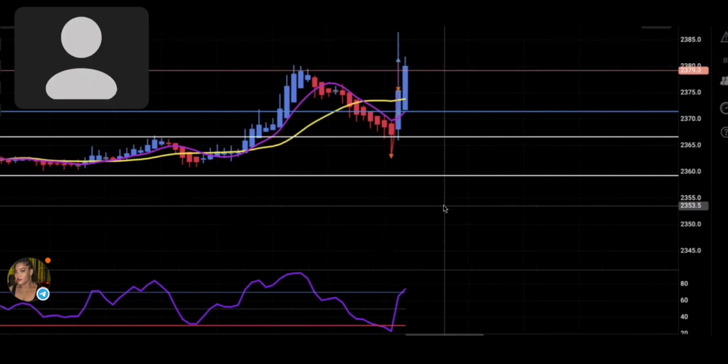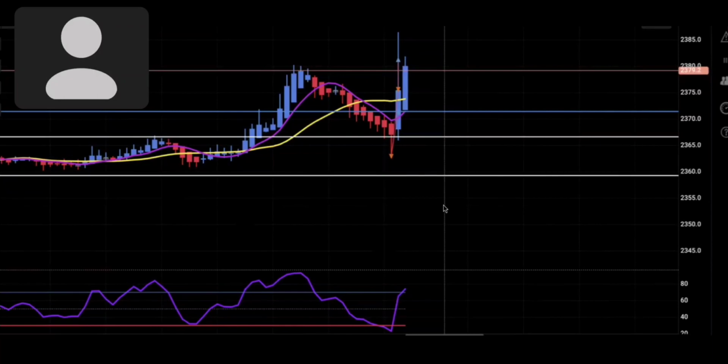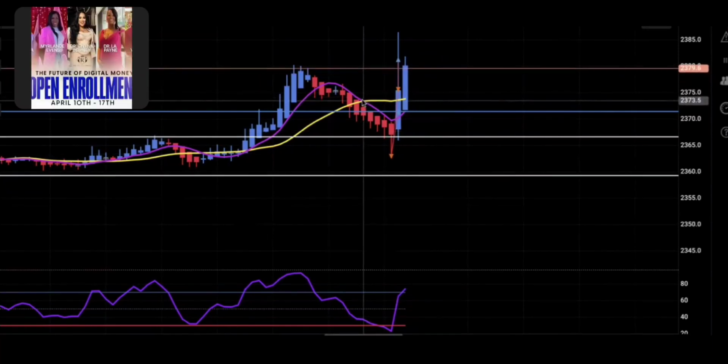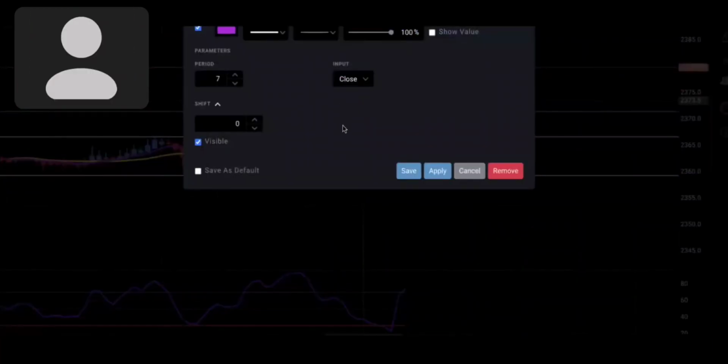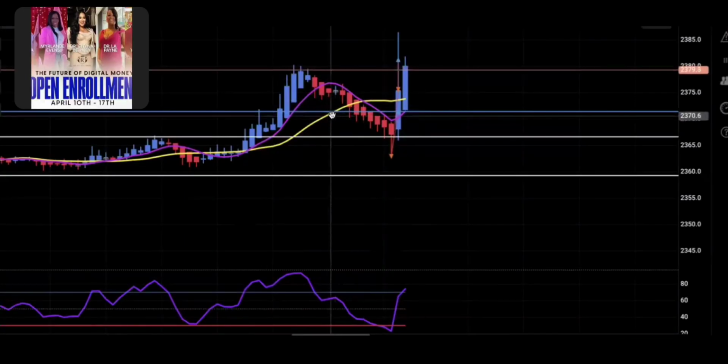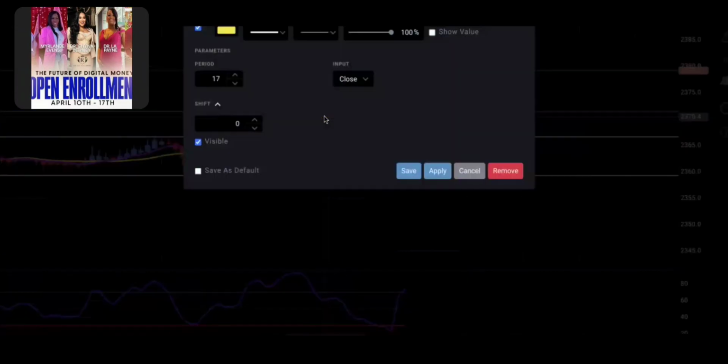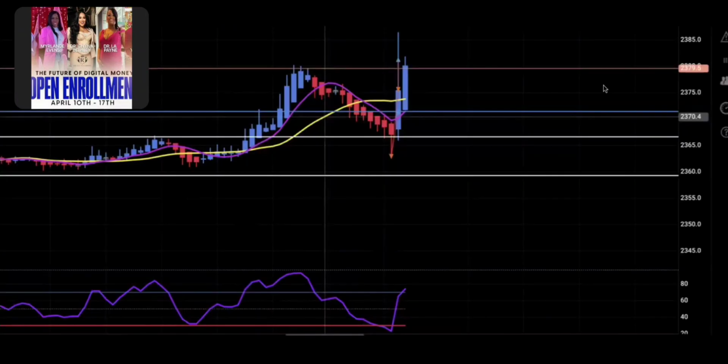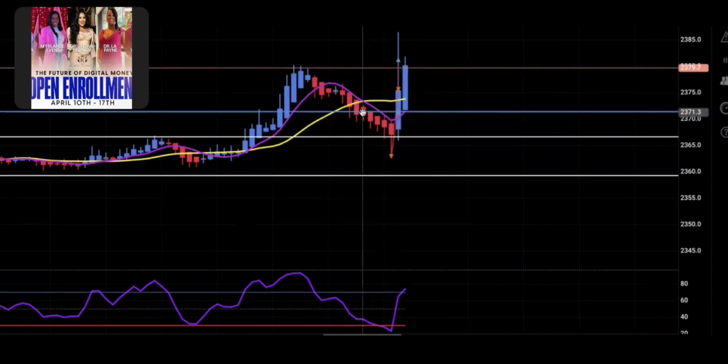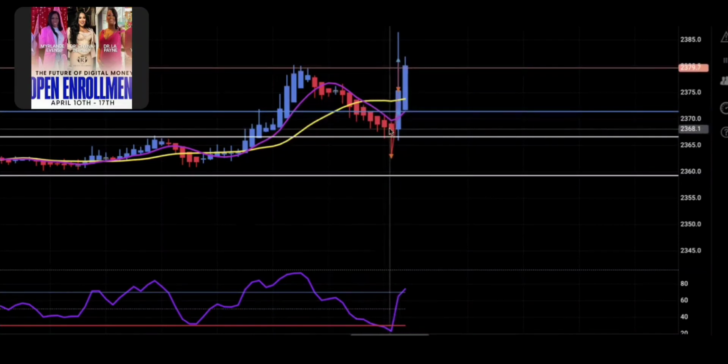Dr. Lay, those two EMAs right there, the yellow and the purple, what are those numbers? I don't remember. 5 and 7? The purple is 7. Okay, thank you. And the yellow, I believe, is 5. No, 17. I'm only buying above the purple, only selling below the purple.